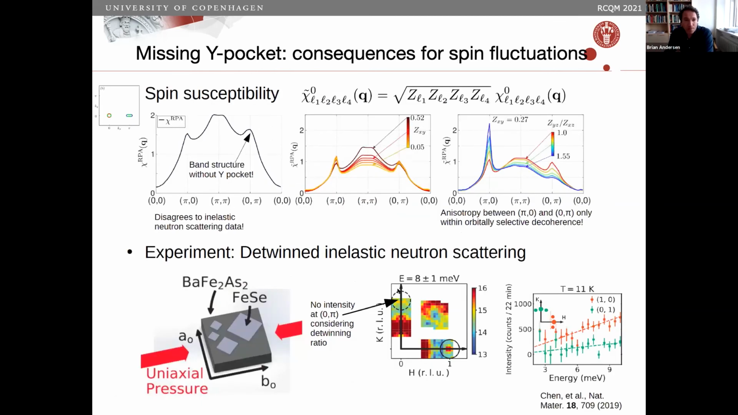Okay. What are the consequences of a missing Y pocket for the spin fluctuations? Well, if you just do the RPA calculation with this new band structure, with Fermi surfaces with no Y pocket, you get the wrong signal. You cannot explain the pinching, the highly anisotropic spin fluctuations.